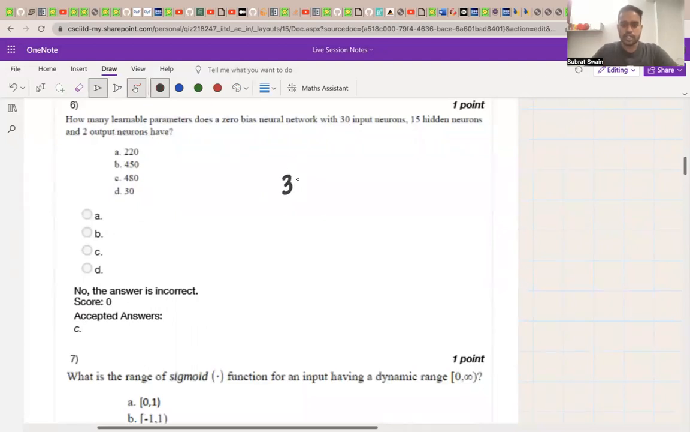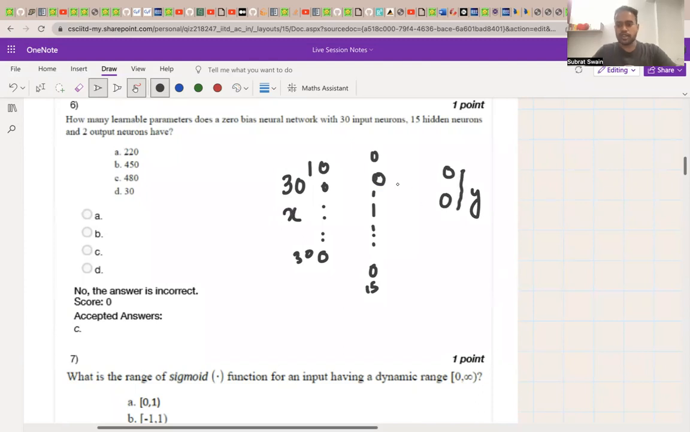So the input is 30, and 15 hidden neurons and 2 output neurons. If this is X and this is Y, then here Y is 2-dimensional. I will discuss 2-dimensional Y later. We only learned about 1-dimensional Y, but 2-dimensional Y does exist. And zero bias means no bias will be added here.